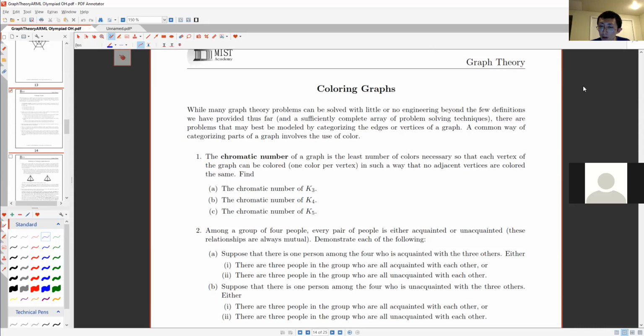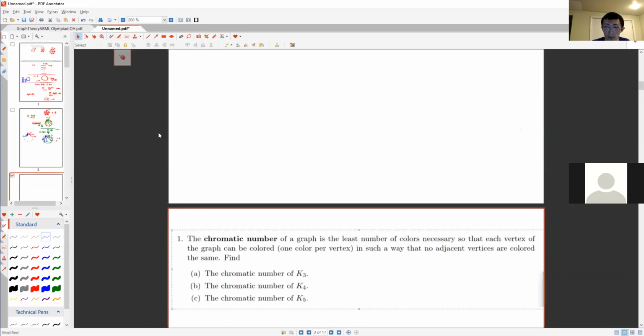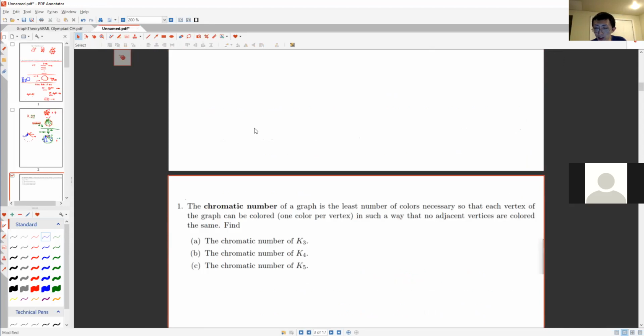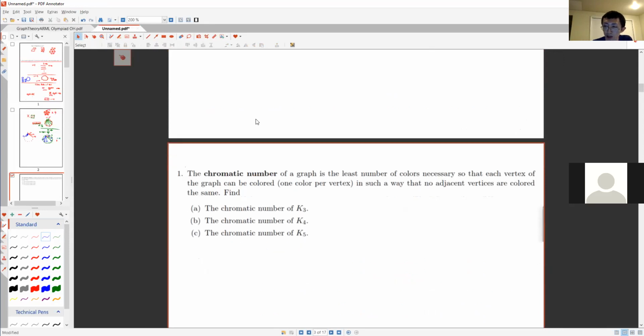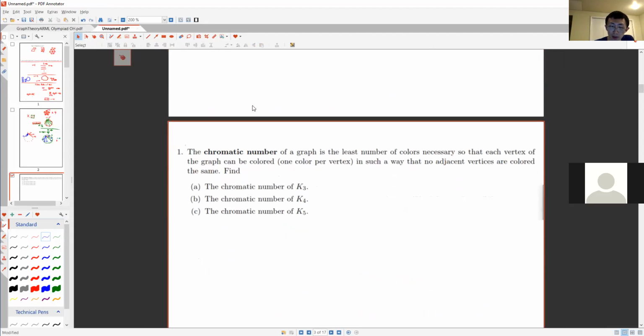So yeah, the chromatic number is basically, well, you can just read it. It's the least number of colors necessary so that each vertex of the graph can be colored so that no 2 adjacent vertices are the same color. So for instance, what would be the chromatic number of K3, the complete graph on 3 vertices?